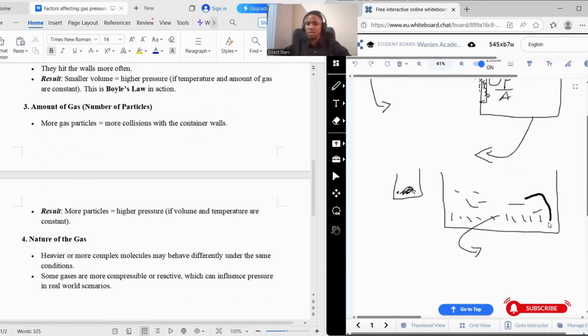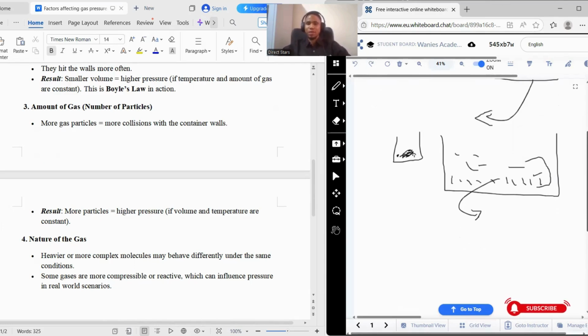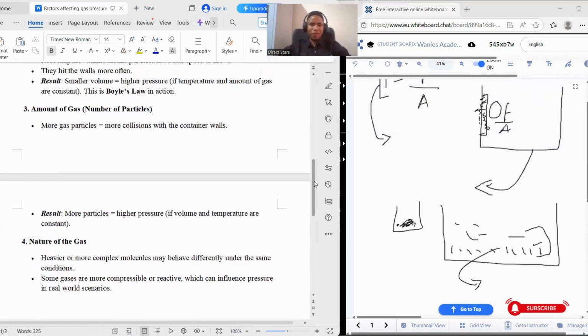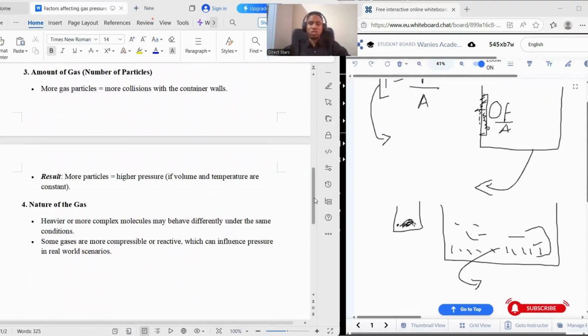Yes, the nature of the particles here. You know, we have different gases. So the nature of the gas also affects the pressure of that gas. Heavier or more complex molecules may behave differently under the same conditions, while some gases are more compressible or reactive than others, which can influence the pressure in real-world scenarios. So these all affect gas pressure: temperature, volume of the container, amount of gas, and nature of the gas.